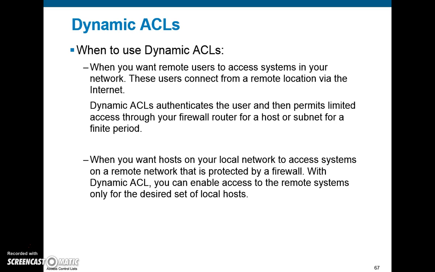So dynamic ACL will authenticate the user using telnet and then permit them limited access using the dynamic ACL that is created. This is the first example. The second example is you want your host on your own local network to access servers on the remote network that is protected by a firewall. You can also use it there. You can enable access to this remote system only for a desired local host. So basically this is for remote access to protect your server from remote hosts, or to protect the remote server from your own host.